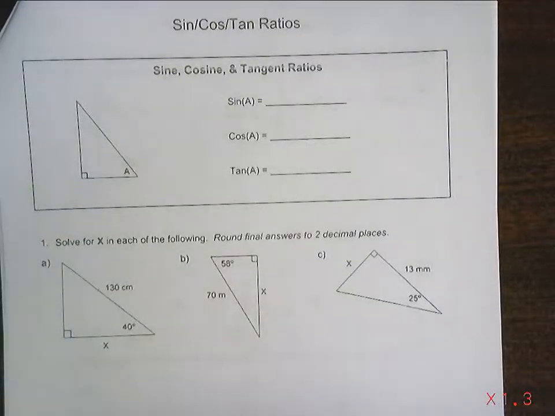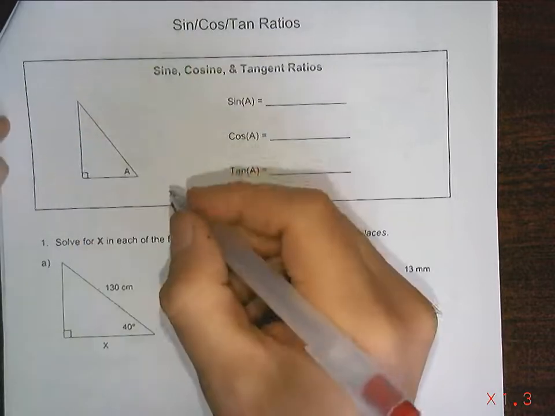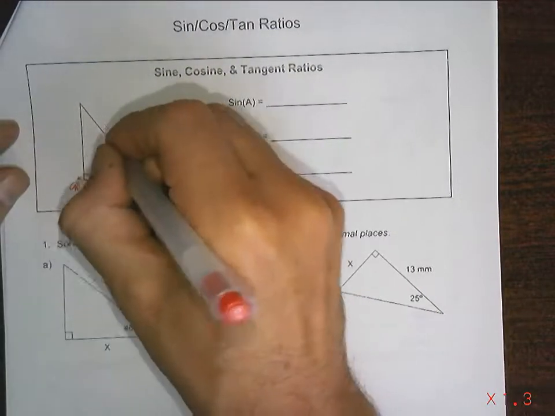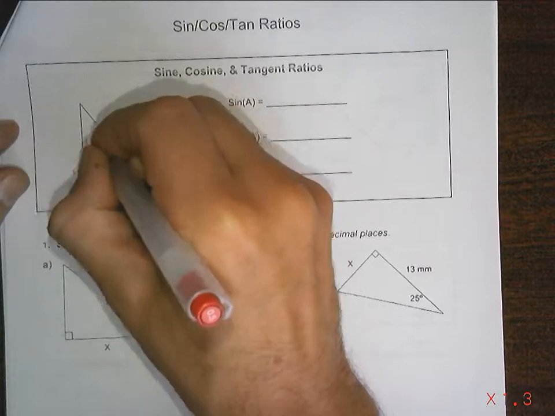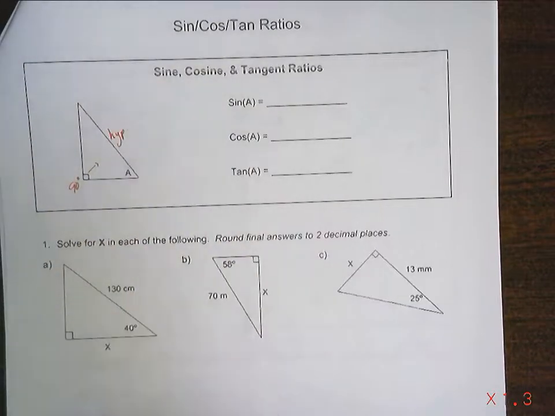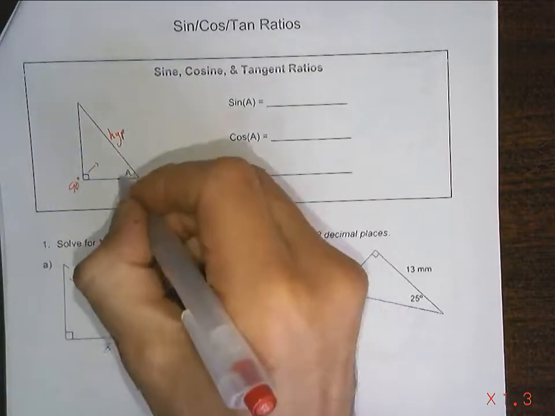Sine, cosine, and tangent ratios. And when we talk about the ratios, we're talking about the side ratios. So here's a right triangle. This is the 90 degrees, which means that this side opposite the 90 degrees is always going to be the hypotenuse. Can't be anything else. It's the hypotenuse side.